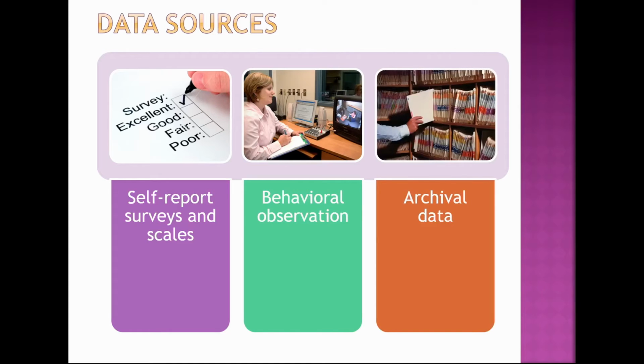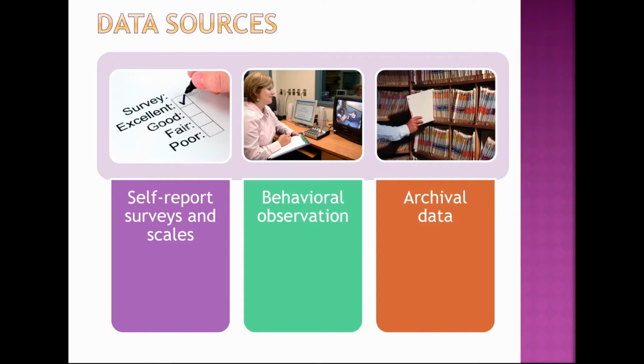Another data source would be what we call archival data. And here's a nice picture that looks like probably somebody's medical records. But archival data is where, instead of observing or asking the person about their behavior, you go into some kind of record source to determine whether they've engaged in that behavior. So for example, it could be arrest records. It could be school records. It could be military records.